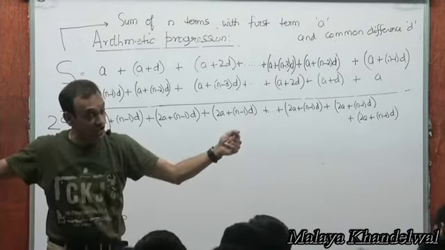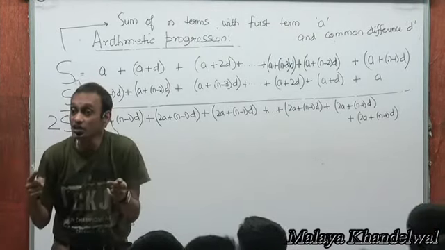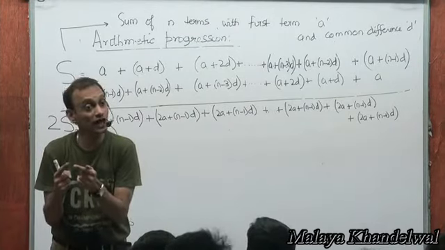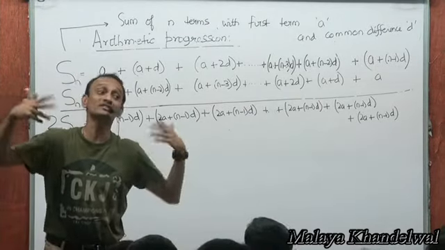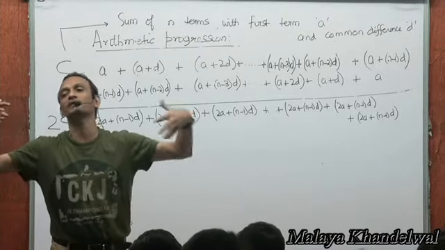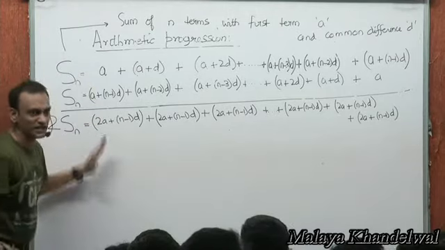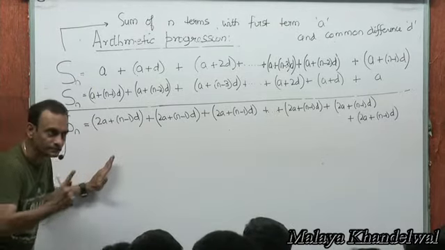Therefore, in an arithmetic progression, sum of terms equidistant from the beginning and end is the same. You add the first and the last term, or second and the second last term, third and the third last term, fourth and the fourth last term, their sum will be the same. So in an arithmetic progression, sum of terms equidistant from the beginning and end is a constant, which is what you can witness right from here, right?